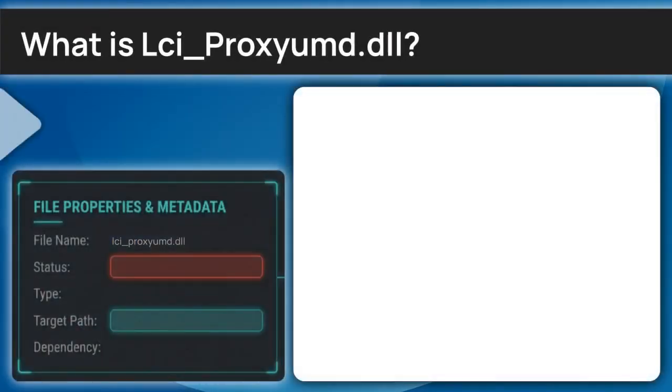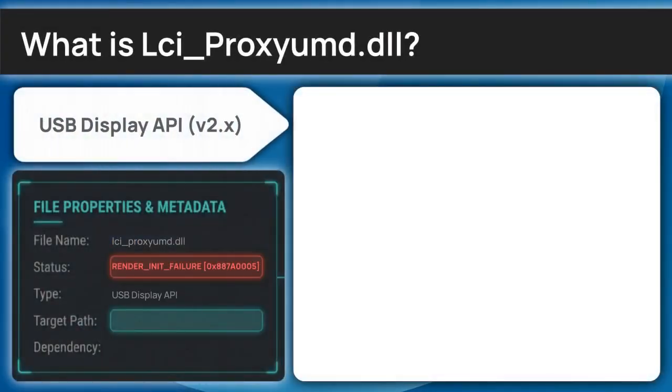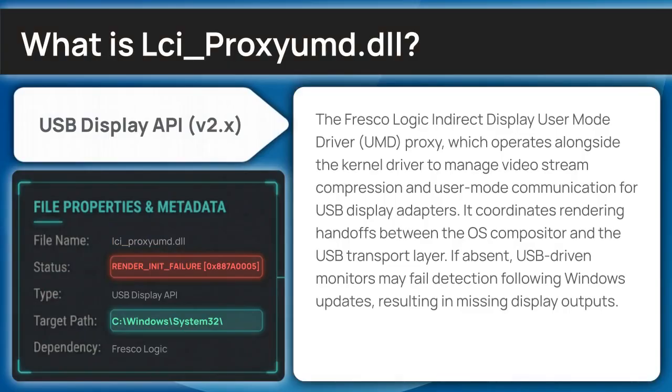This is the LCI proxy user mode display driver, the Fresco Logic Indirect Display User Mode Driver, UMD, proxy, which operates alongside the kernel driver to manage video stream compression and user mode communication for USB display adapters. It coordinates rendering handoffs between the OS compositor and the USB transport layer. If absent, USB-driven monitors may fail detection following Windows updates, resulting in missing display outputs.